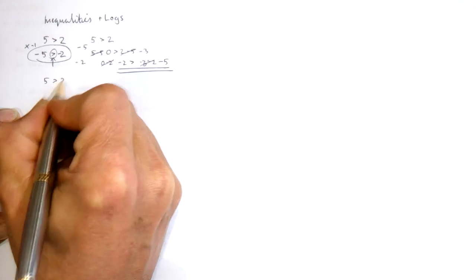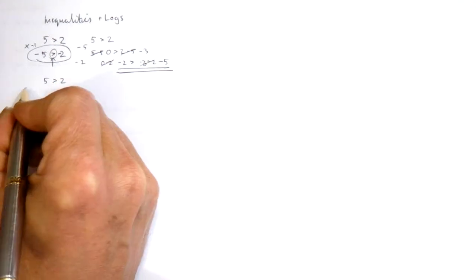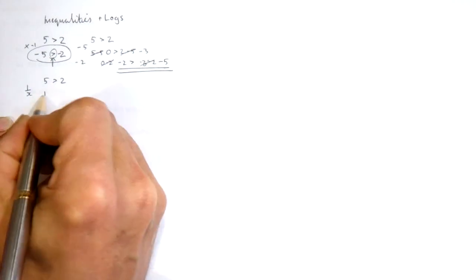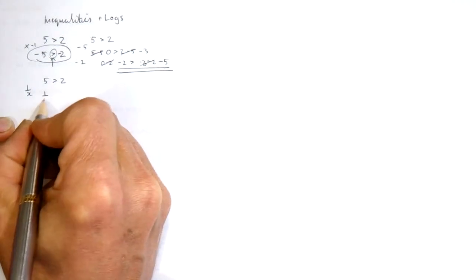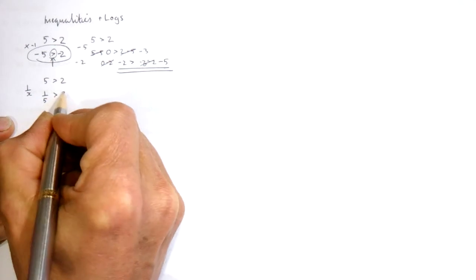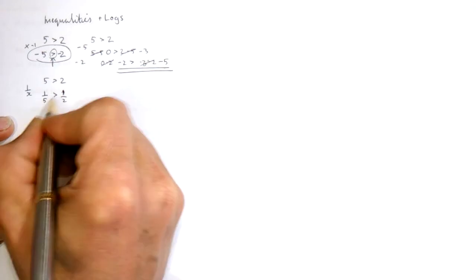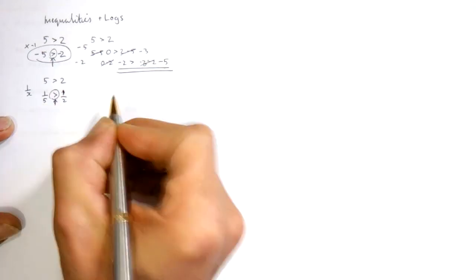We also do it for a similar reason. If we start off again with 5 is bigger than 2, if we do 1 over as our function, so we find the reciprocal, then 1 over 5 is not bigger than 1 over 2. A half is bigger than a fifth. So again, we need to change the symbol round.